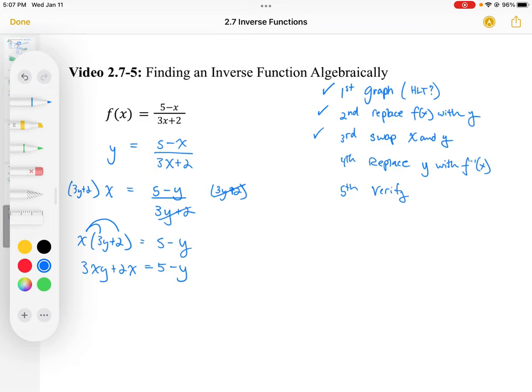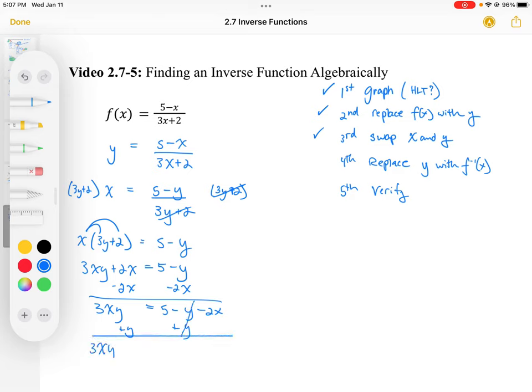Now remember, we're trying to solve this for y. I have y in two places. What I'm going to do is to get all my y's on one side of the equation, and then I'm going to factor out the y. So I'm going to subtract 2x on both sides. Now I'm going to add y on both sides.